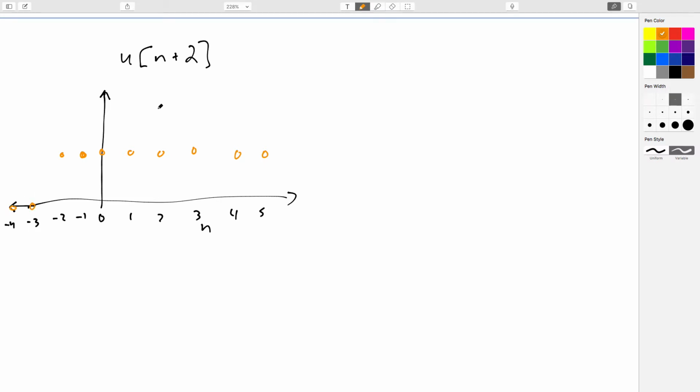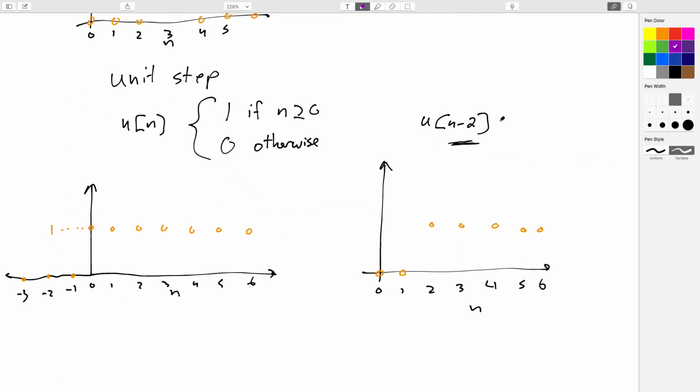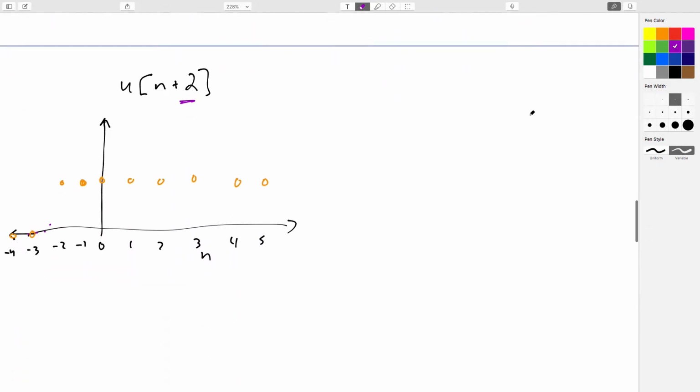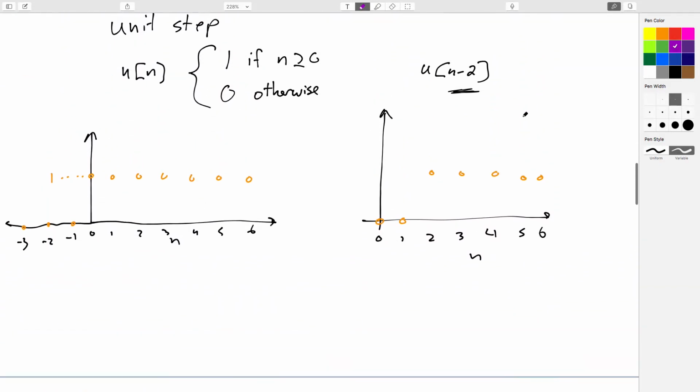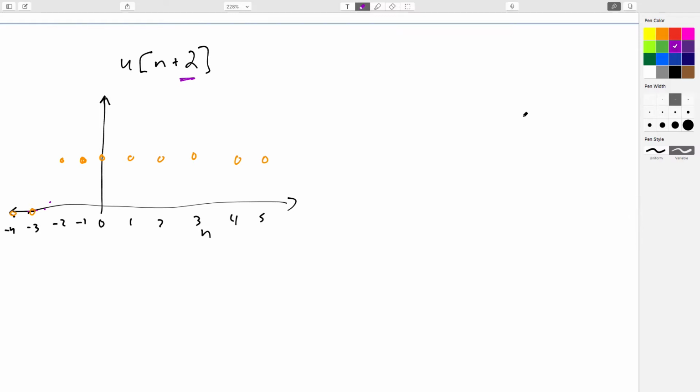And so you can see in this situation, a plus has shifted to the left, right? So our unit step is still doing its unit step thing. Meanwhile, up here, an n minus 2 is actually shifting to the right. So a minus will shift to the right. It'll delay it in time. And a plus will shift it to the left. It'll advance it in time.